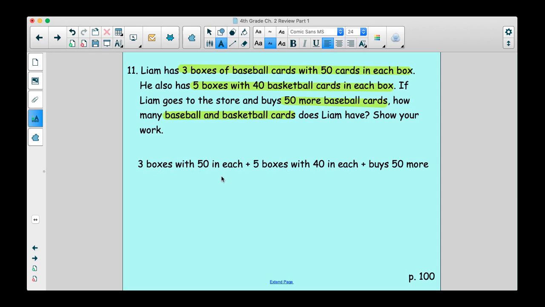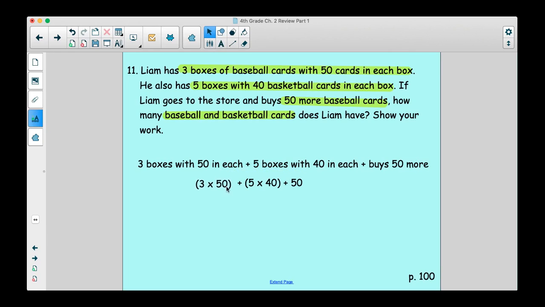So now it's time to put it into an expression, and then we'll evaluate that expression, otherwise known as solve. Okay, so 3 boxes with 50 each. So 3 groups of 50. I don't need parentheses, but I'm just going to use them because I like to kind of organize my thoughts. So that's that part. Plus 5 groups of 40 plus 50. Okay. So here we go. We've got to solve this.